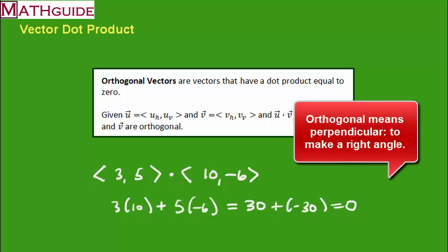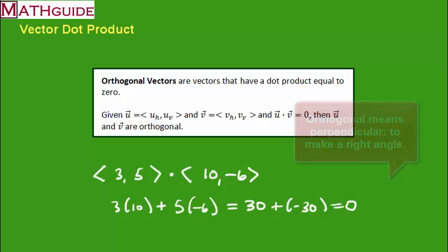Now orthogonal is just a fancy word. It means they're perpendicular. So if you were to put these two vectors next to each other so that their tails meet, right? So you have one tail on top of the other tail, you would see that the angle between the two vectors would be 90 degrees.